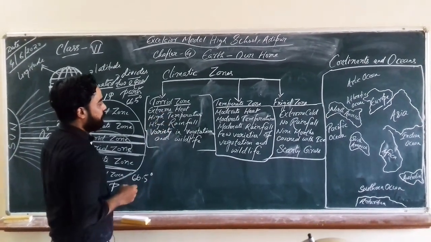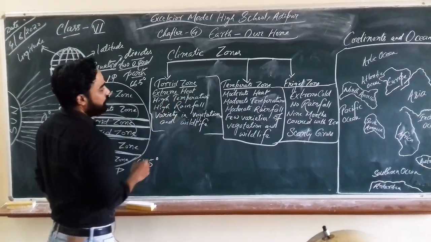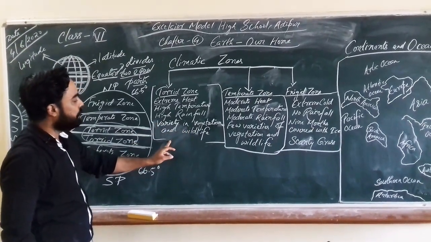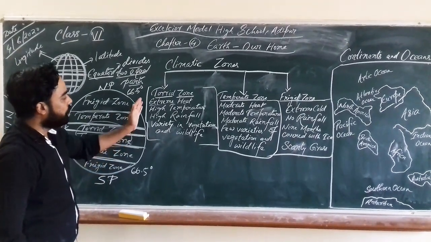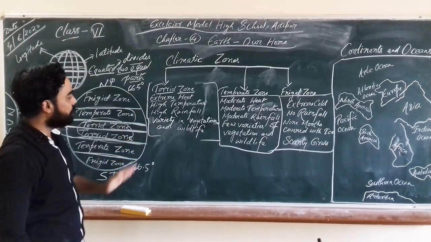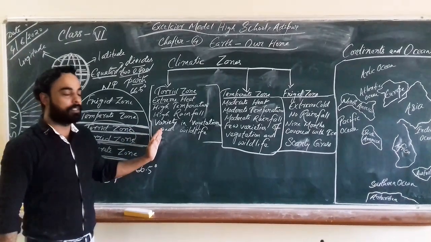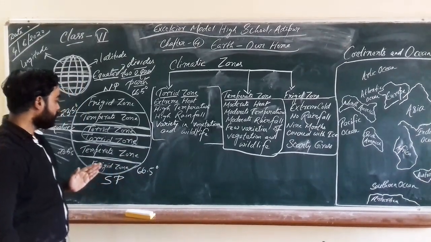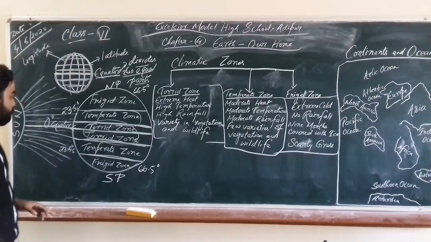The characteristics of the torrid zone is it receives extreme heat, high temperature, high rainfall, variety in vegetation and wildlife. So, the main characteristic of torrid zone is extreme heat, the temperature is high, the rainfall is maximum in these areas, and different types of plants and animals can be seen in this torrid zone. And the torrid zone is at the 0-degree equator.